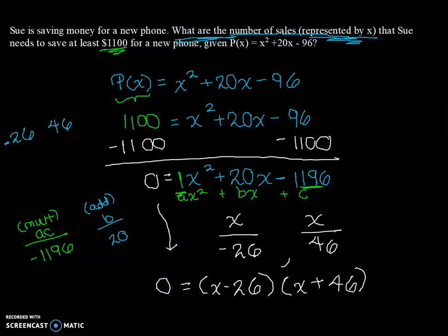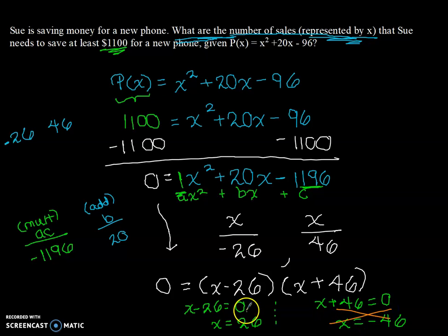So when it's factored and the other side equals 0, what I can do is just set each parentheses equal to 0. So I'm going to add 26 to both sides, but I'm not going to write that out because I'm out of room. So x equals 26. And if I set x plus 46 equal to 0, to get x by itself, I'm going to subtract 46 on both sides, and I'll get x equals negative 46. Remember, in word problems, you want to check what's realistic. So x represents the number of sales. My number of sales should not be negative. So my answer would only be x equals 26.